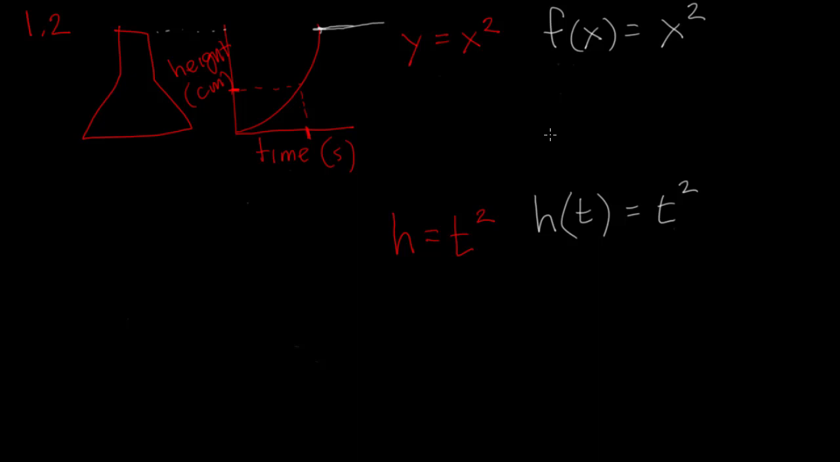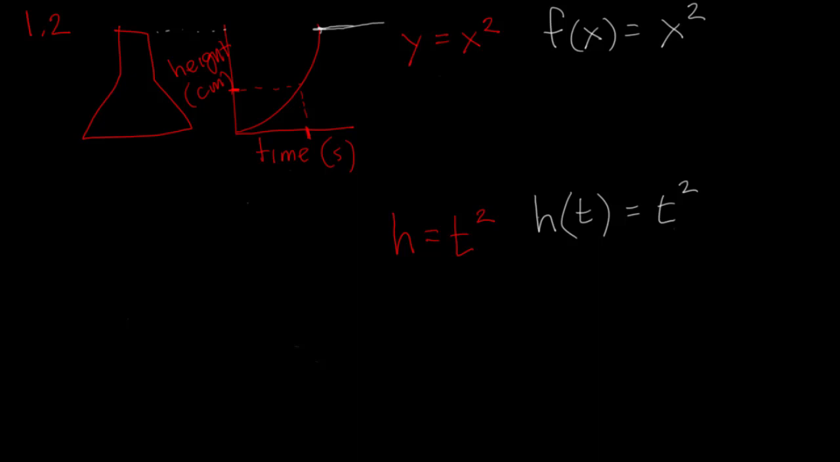But the important thing to note from this notation is that h of t is not the same as h times t. This is not correct. And similarly, f of x is not the same as f times x. That's not what that means. So I'm going to erase a couple things and we'll continue.